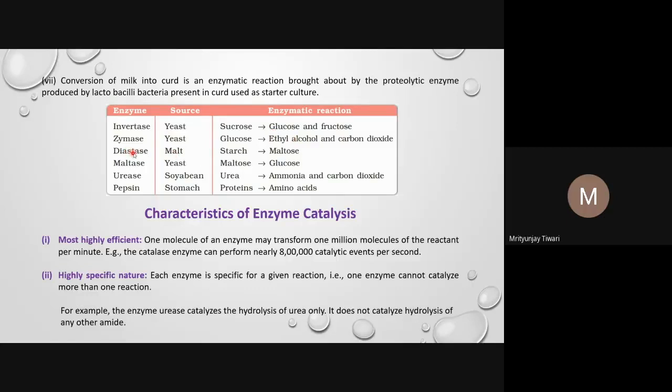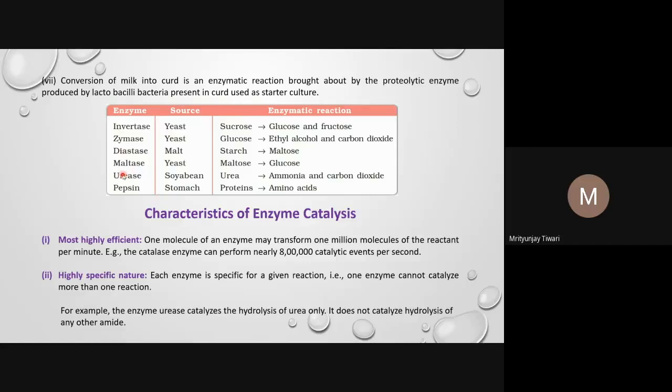The diastase enzyme, the source of diastase enzyme is malt, and this diastase enzyme converts starch into maltose. Maltose is also a disaccharide like sucrose, but this is a disaccharide of alpha D glucose, whereas sucrose is made up of alpha D glucose as well as fructose. Now the maltase enzyme, the source of maltase enzyme is yeast, and this maltase enzyme converts maltose, which is a disaccharide, into two glucose molecules.